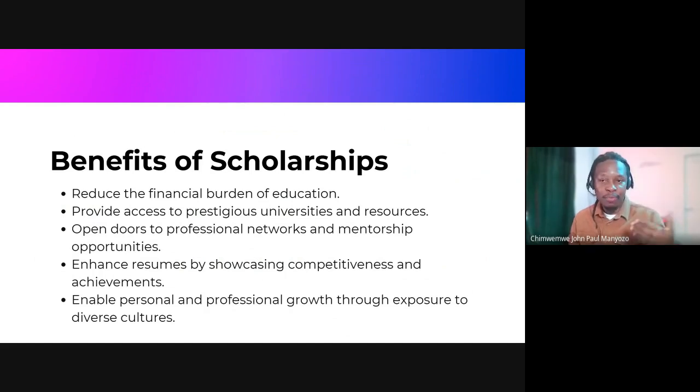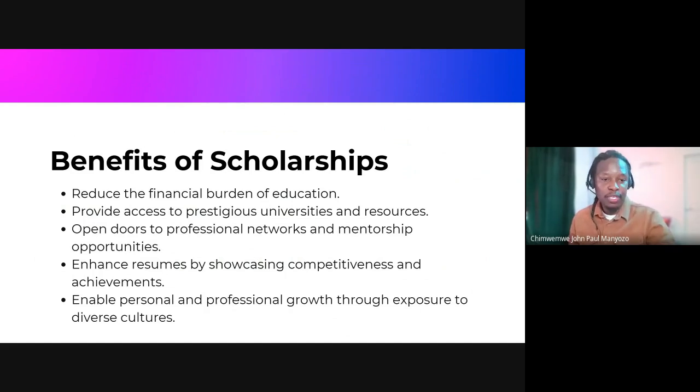And therefore, most of the people, even though they can afford to pay, will go for a scholarship because of that stamp of approval that you get when you get a scholarship. The last one is that it also enables personal and professional growth through exposure to diverse cultures. Most of the scholarships, especially the global ones, are going to have cohorts from across the world. And when you're having a scholarship that has cohorts from across the world, obviously you're going to be learning about different cultures, meeting different people, and being exposed to global networks, which is where the element of personal growth comes in.